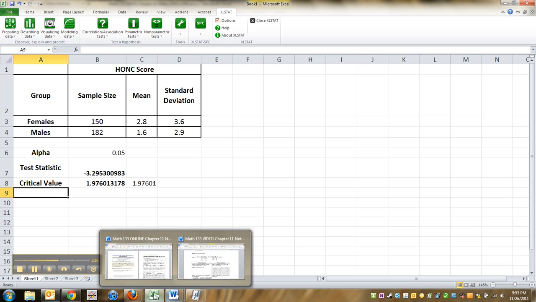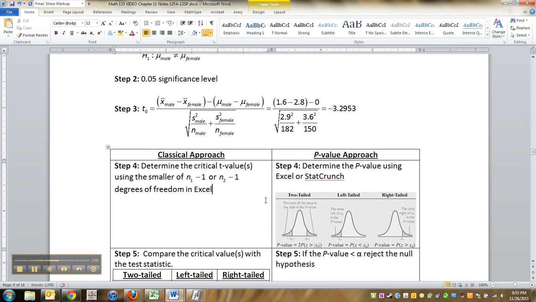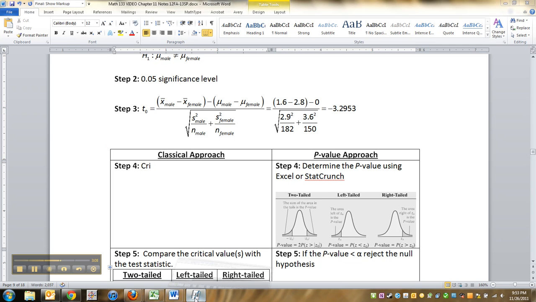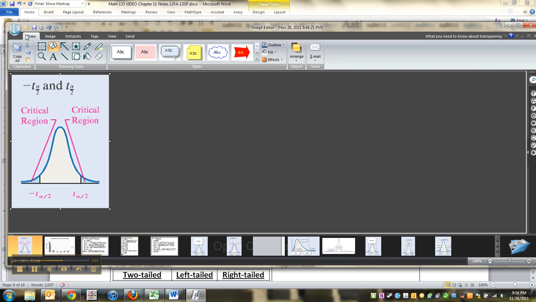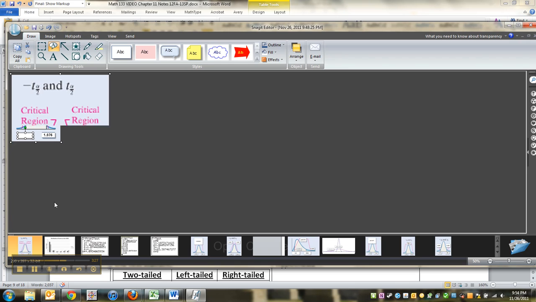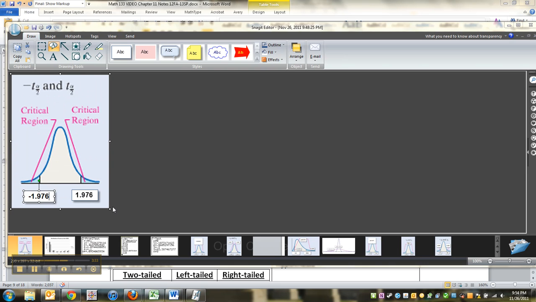Critical value done. Boom. So we found the critical value. Oh, you know what? Let's draw it on the picture. There it is. Okay, so we found that this one was 1.976. So this one over here is negative 1.976. So there's our two critical values.